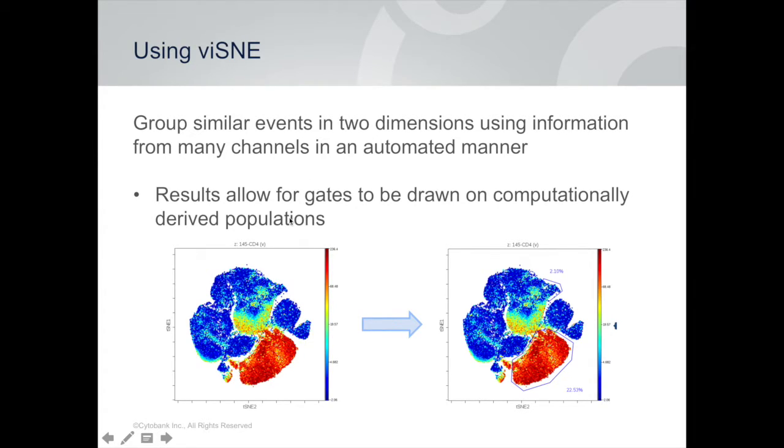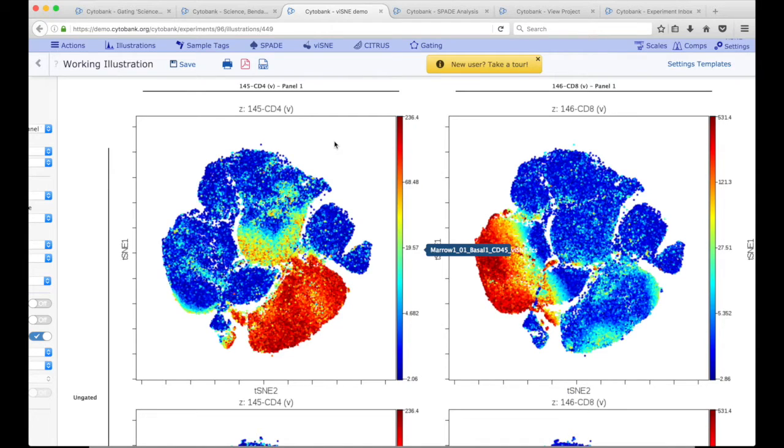This allows you to gate on the results like you would on normal cytometry data. Let's hop into the software to see what this looks like. In case you're unfamiliar, each of these dots on this ViSNE plot represents an event from the original data files. The closer two dots are in these two parameters, tsne1 and tsne2, the more similar they are across the n dimensions that you use to set up the analysis.